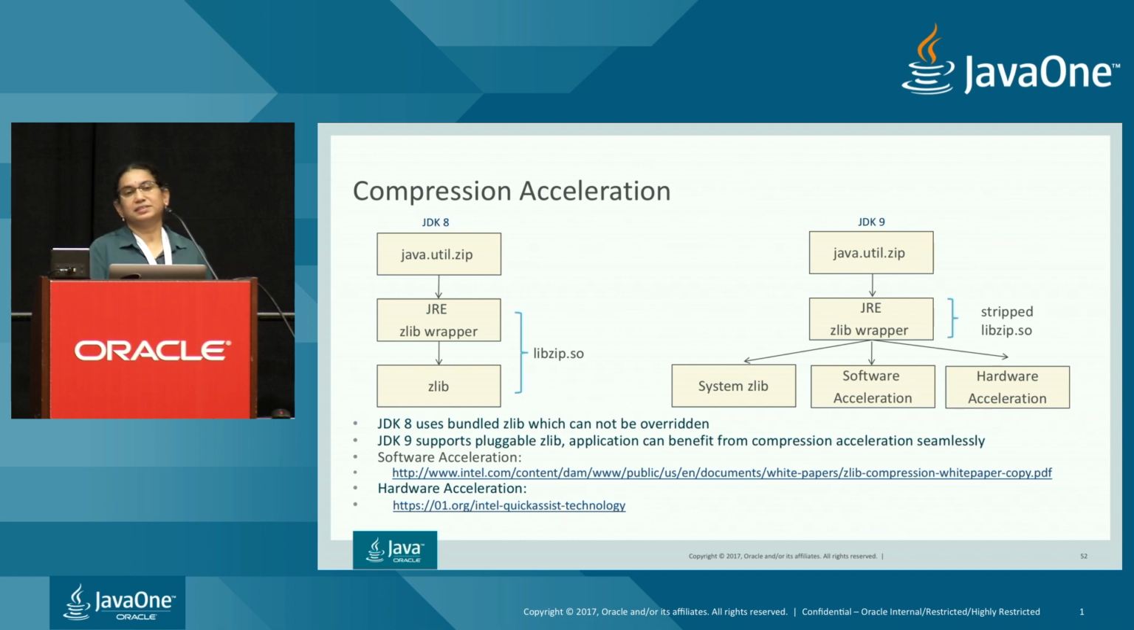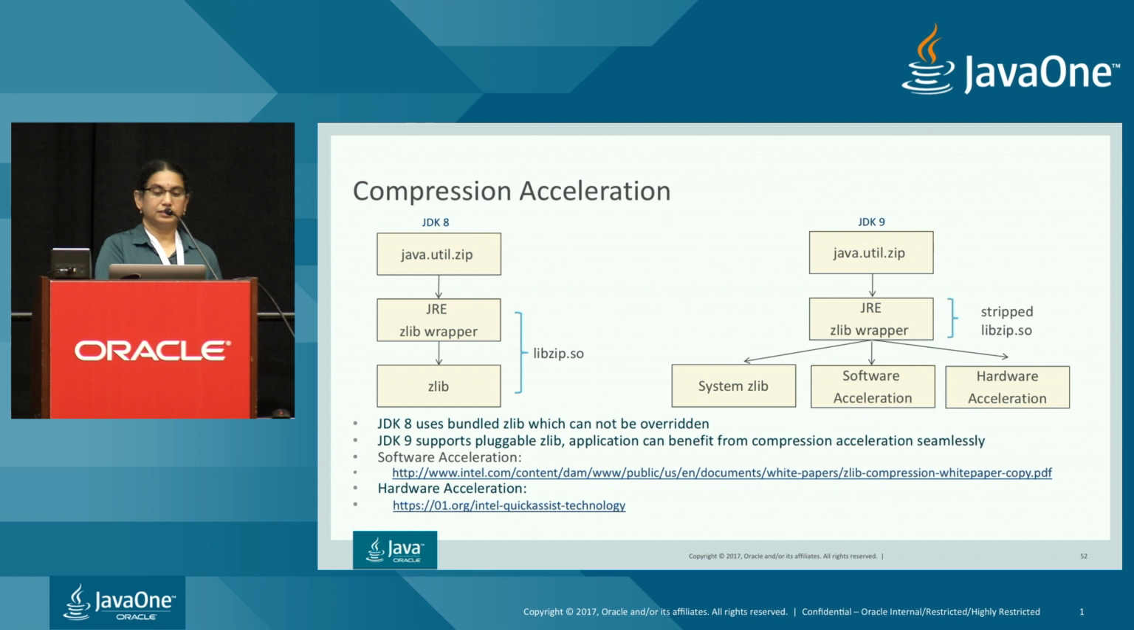For compression acceleration, JDK 9 also added a feature. Prior to JDK 9, in JDK 8, the zlib was bundled along as part of libzip.so. Now in JDK 9, it uses the system zlib instead of the bundled zlib. That gives the user the capability to replace the system zlib with a software accelerated one or a hardware accelerated one. And here I have given 2 links.